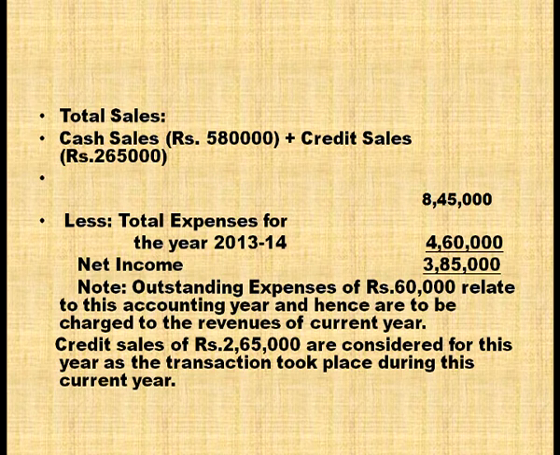Outstanding expenses of ₹60,000 relate to this accounting year, hence are to be charged to the revenue of the current year. Credit sales of ₹2,65,000 are considered for this year as the transaction took place during this current year. Let us have a look at the difference between accrual basis of accounting and cash basis of accounting.